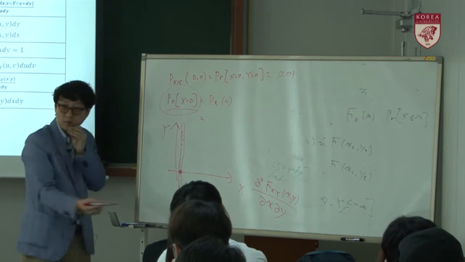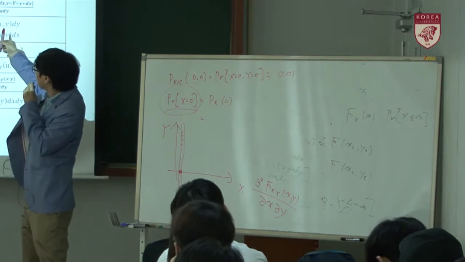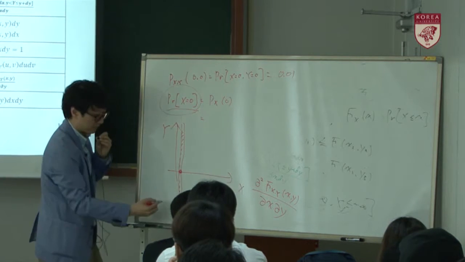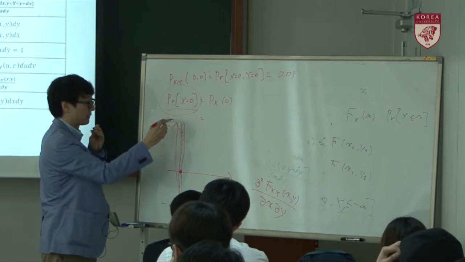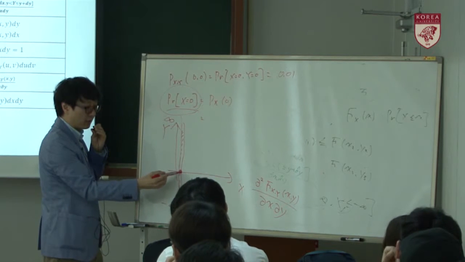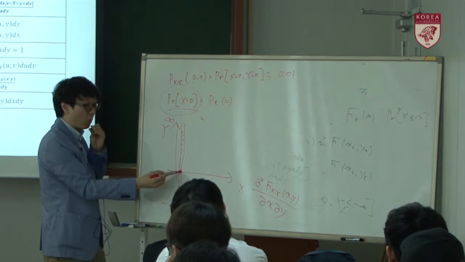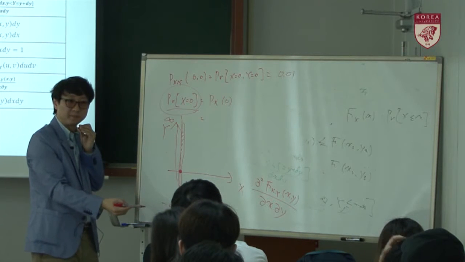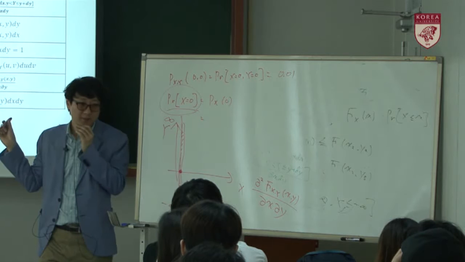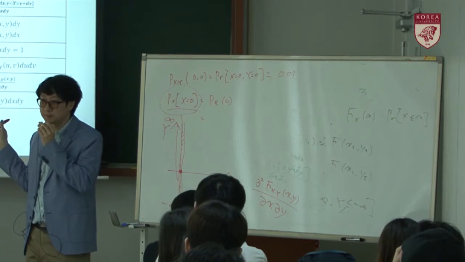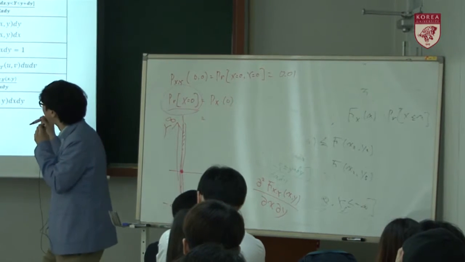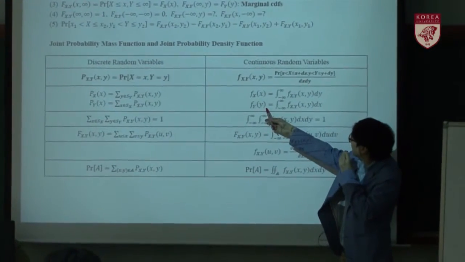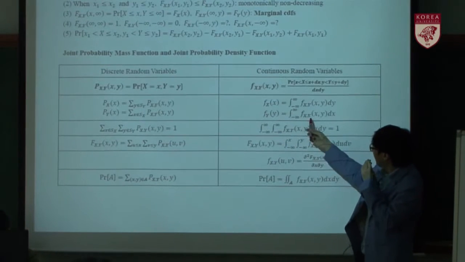Right? So that is expressed in this way: integration from minus infinity to positive infinity. In order to calculate the density of this point, we just add up all the density along this narrow strip. That's the integration. Got it? So it's the same. If we calculate the marginal PDF of y, it's an integration over x.